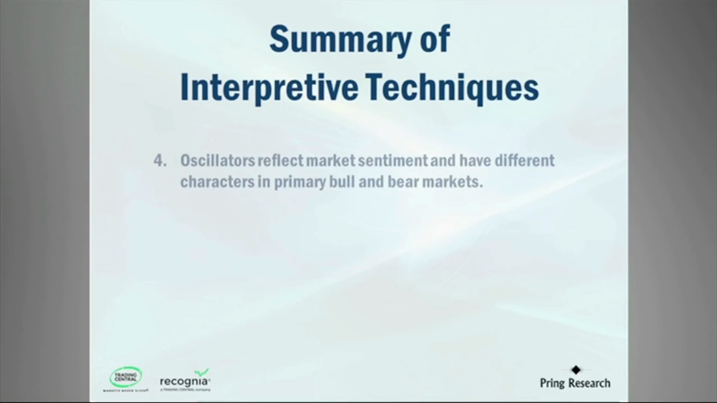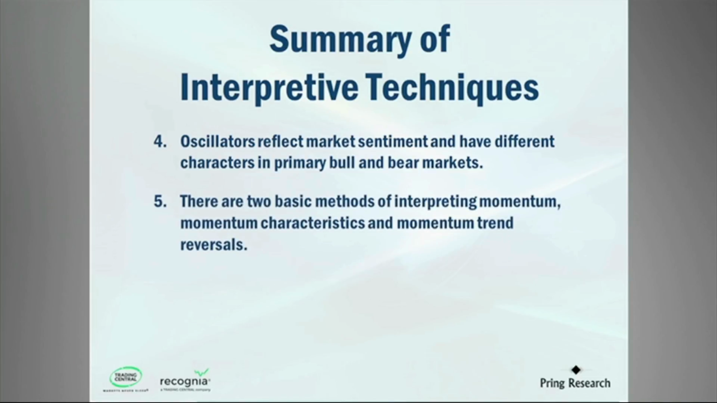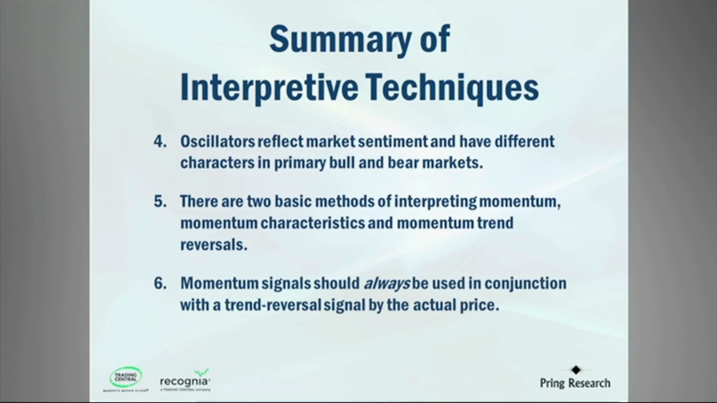4. Oscillators reflect market sentiment and have different characters in primary bull and bear markets. 5. There are two basic methods of interpreting momentum: momentum characteristics and momentum trend reversals. 6. Momentum signals should always be used in conjunction with a trend reversal signal by the actual price.